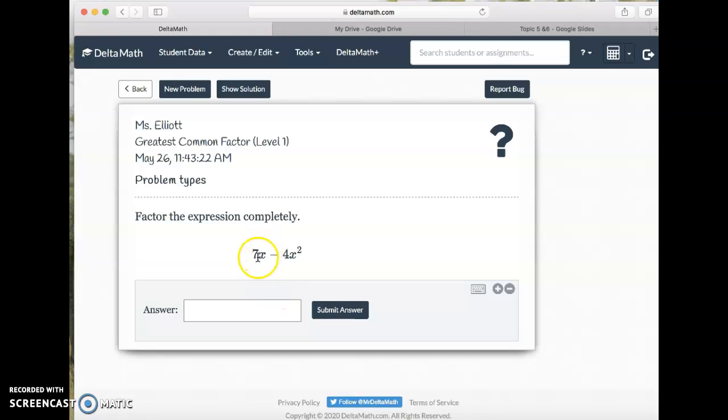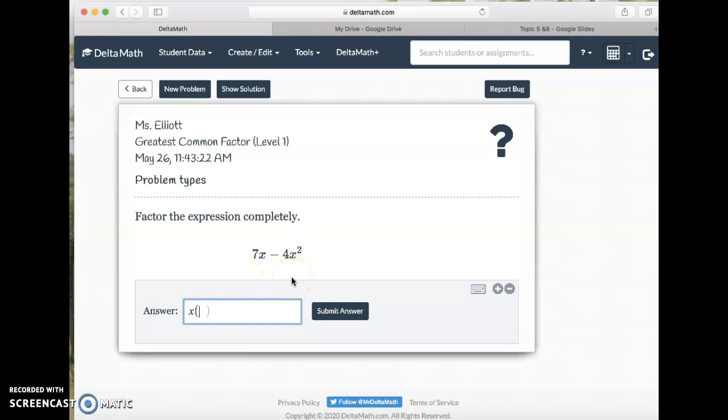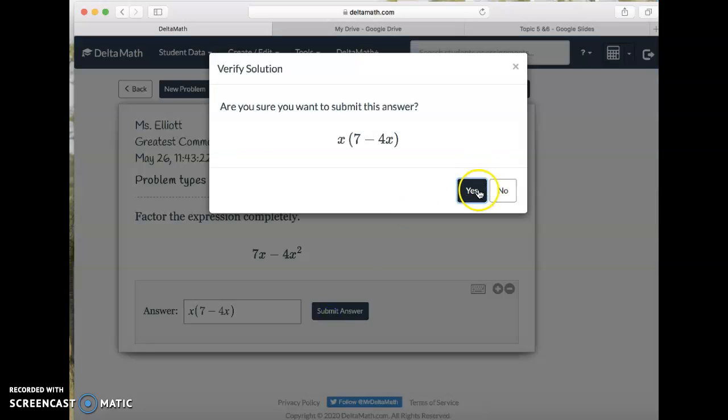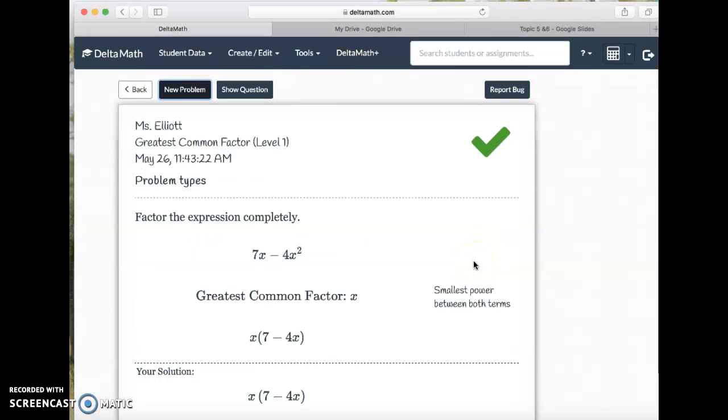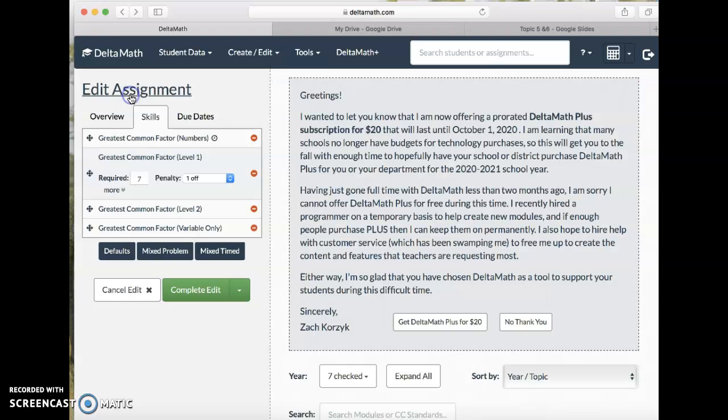Okay, let's do a new problem. Between 7 and 4, the greatest common factor is just 1, but they also have an x in common. So I'll take the x out, and what's left is 7 minus 4x, because this is x squared, so that means there's 2 x's there. So x times 7 is 7x, and x times 4x is 4x squared. Remember there's no number in front because there's an imaginary 1 in front. And that's correct. That's the simpler way, a level 1 type question. There are also level 2.